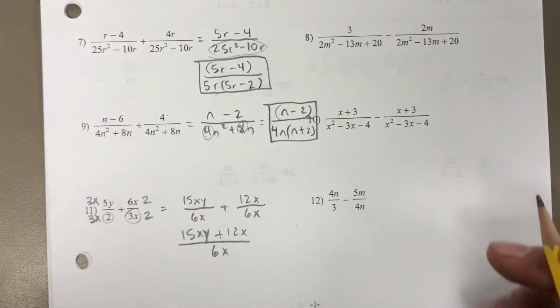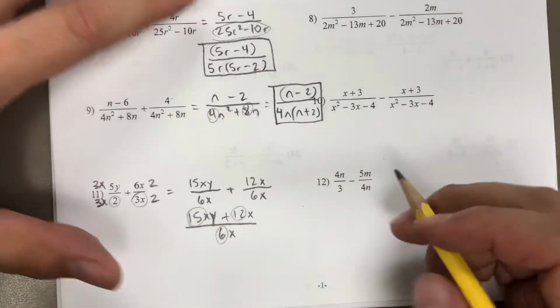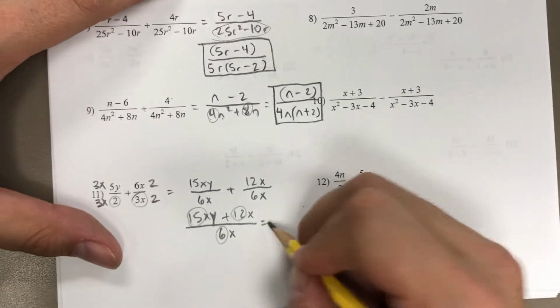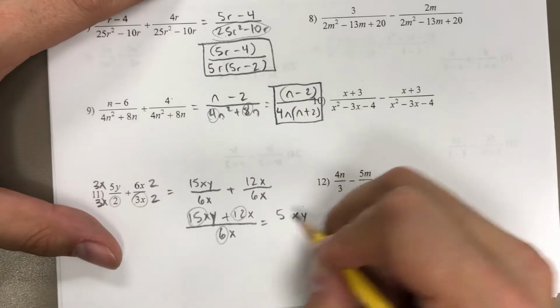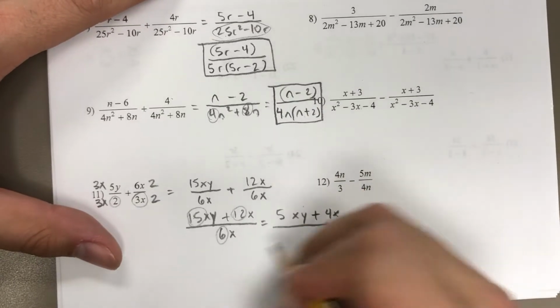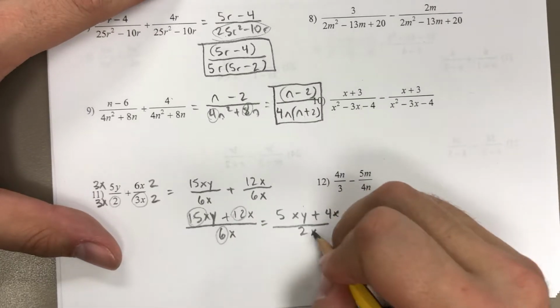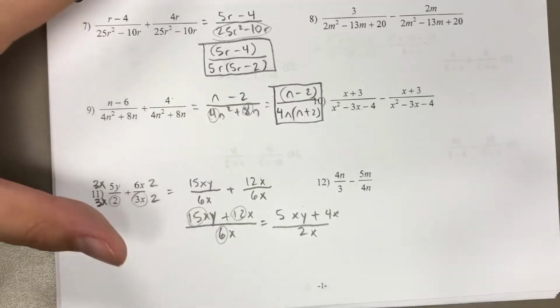All right, let's try and simplify some stuff. Well, 15, 12, and 6 are all divisible by the same number, and that's 3. So I'm going to divide all those by 3. 15 divided by 3 is 5. 12 divided by 3 is 4, so plus 4x. And then 6 divided by 3 is 2, so 2x. And then 5, 2, and 4, you can't divide anything else out of those. So that's it for the numbers.